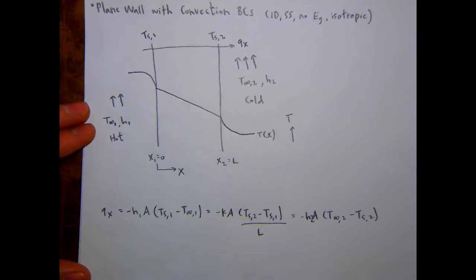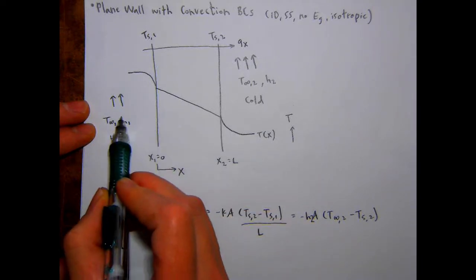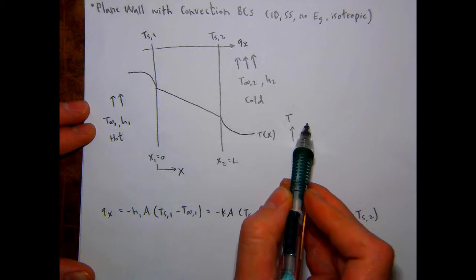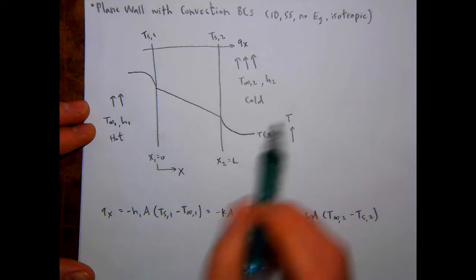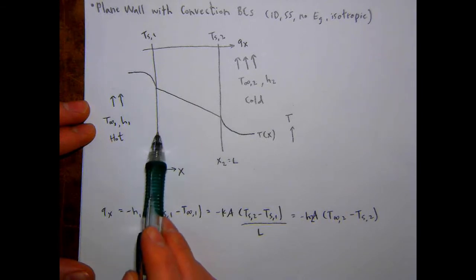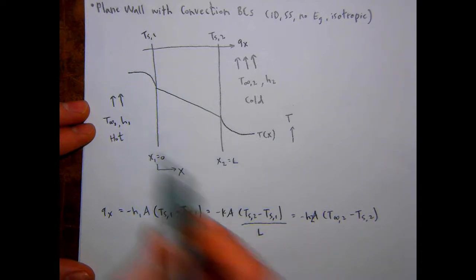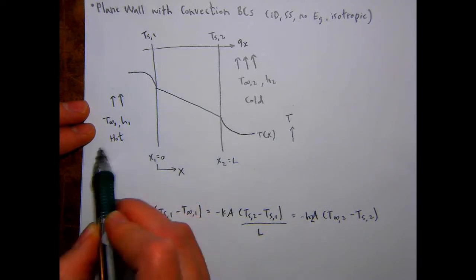Wouldn't it be T infinity 1 minus TS1? No, so remember we're always doing T2 minus T1, and we're defining our x's going in this direction. So this is like T1, 2, 3, 4. If you're doing T2 minus T1, it's going to be TS1 minus T infinity 1. Sorry. You're good. It's a little confusing when it's a convection one because there's not really a distance defined.